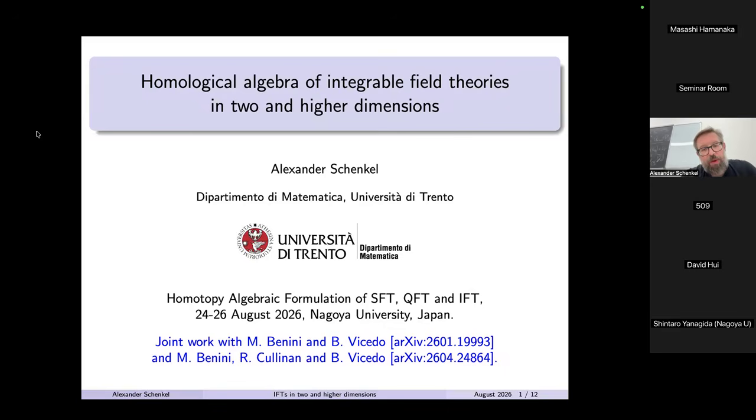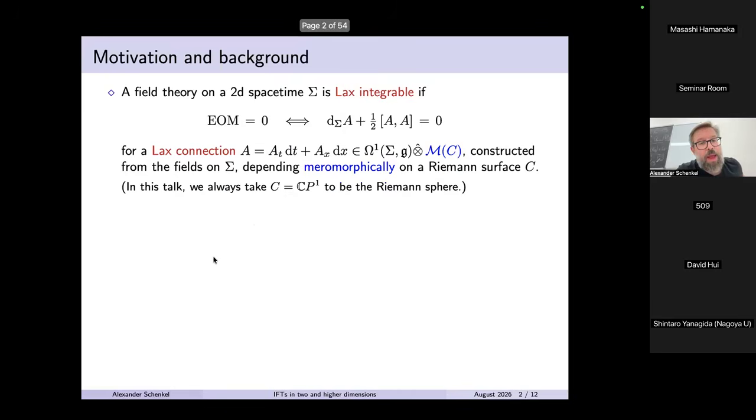This talk is based on joint work I've done together with my good friends Marco Benini and Benoit Vicedo in this paper. And in the second paper, about a higher dimensional case, also with our postdoc Ryan Cullinan. Before I speak about the kind of results we obtained, let me first give you some motivation and background.